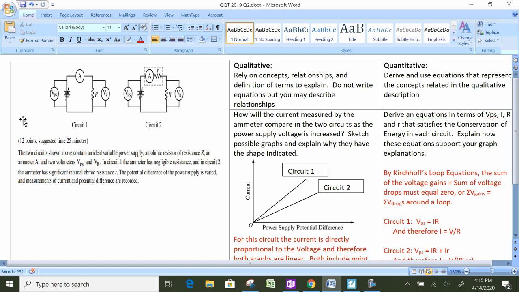It says the two circuits shown above contain an ideal variable power supply, an ohmic resistor of resistance R, an ammeter A, and 2 voltmeters, VPS and VR. In circuit 1, the ammeter has negligible resistance, and in circuit 2, the ammeter has significant internal ohmic resistance, little r. The potential difference of the power supply is varied, and measurements of the current and potential difference are recorded.